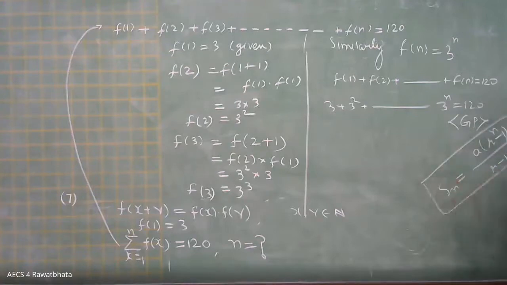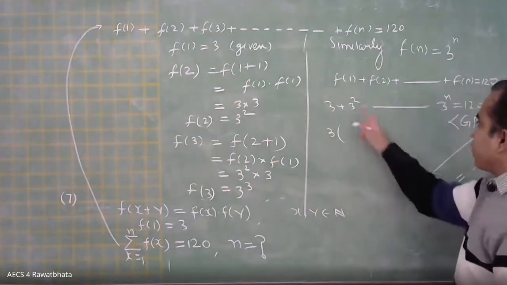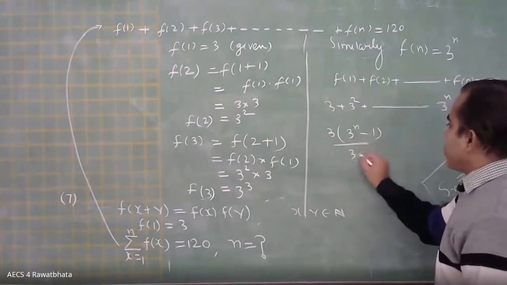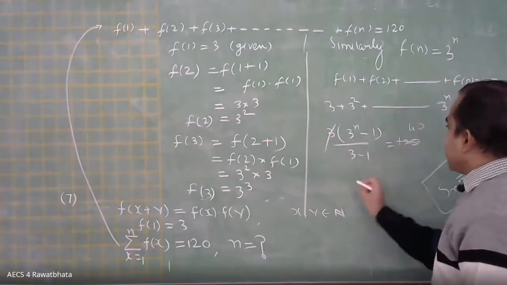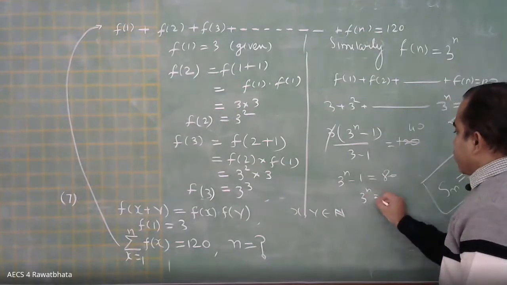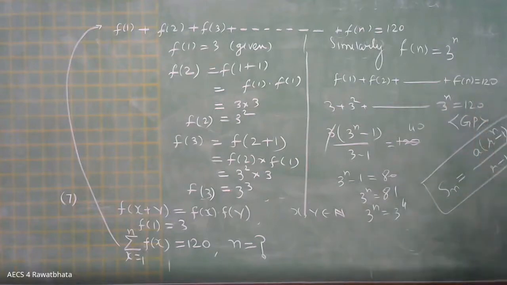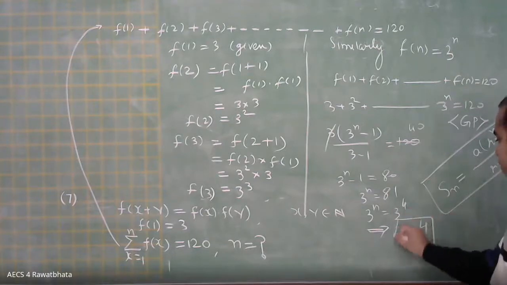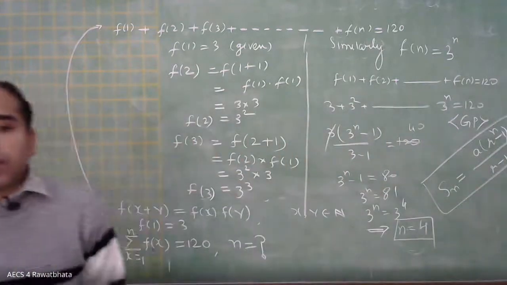Let us apply this formula here. Here A is 3, R is also 3. R is 3 square upon 3, term 2 upon term 1. This is 3. 3 raised to power n minus 1 upon 3 minus 1 equal to 120. Simplify. 2 into 40 equals 80. 3 to power n is equal to 81. 3 to power n is equal to how much? 3 to the power 4. So n is equal to 4. Right. So this is the answer of this question.